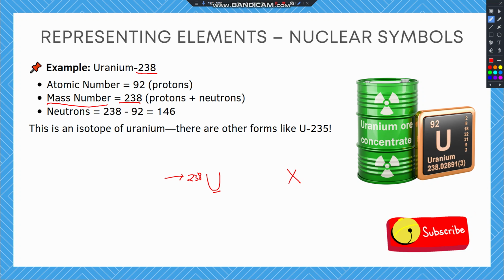And the mass number, remember, is the number of protons added to the number of neutrons. And then we have the number of neutrons given to us to be 238 minus the atomic number. The atomic number of uranium is 92. You can see it denoted over here. So if I want to represent it in this symbol, I will put 92 as a subscript placed at the left bottom corner of the symbol of uranium.